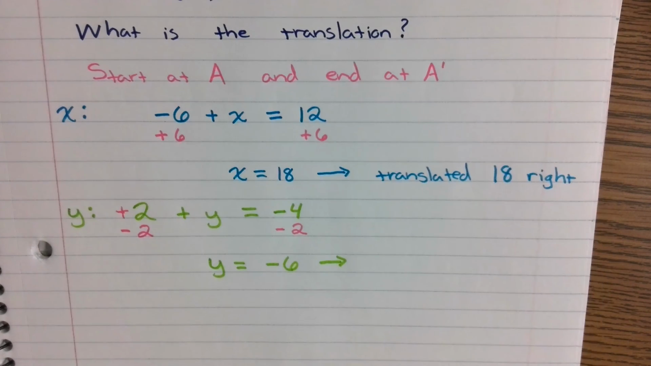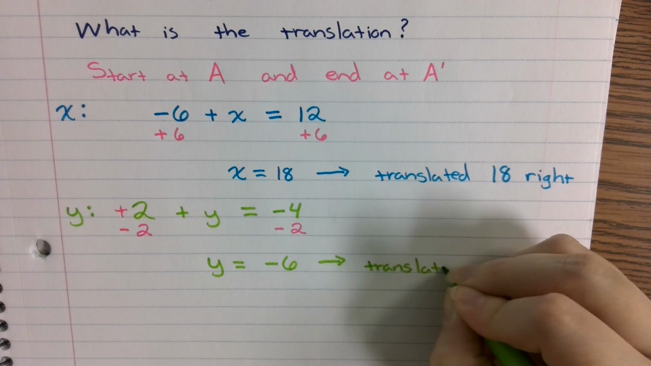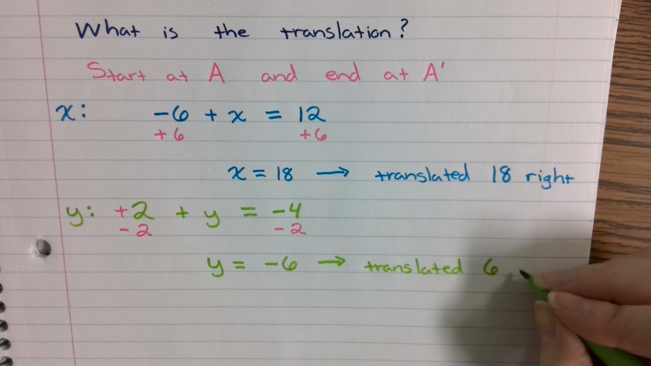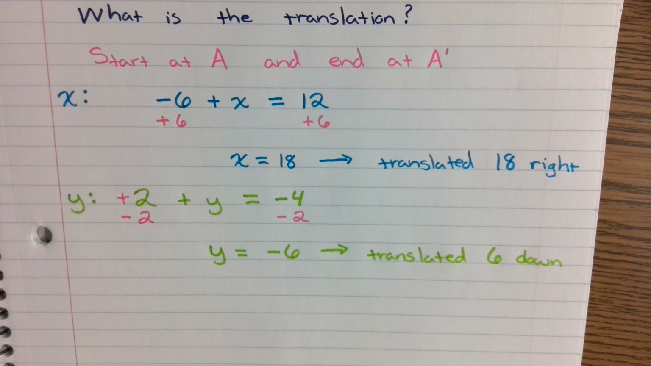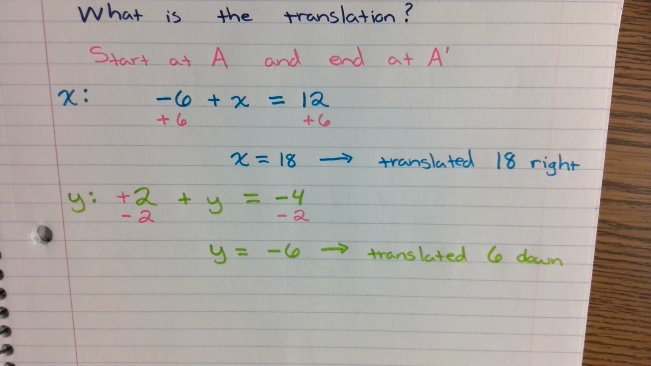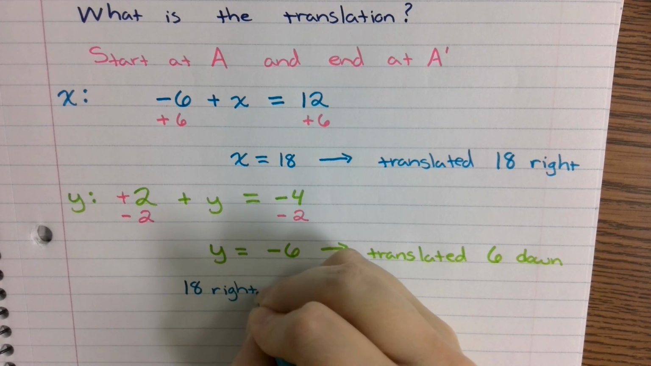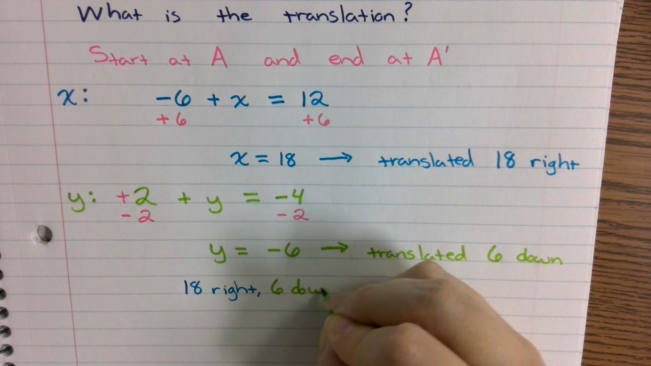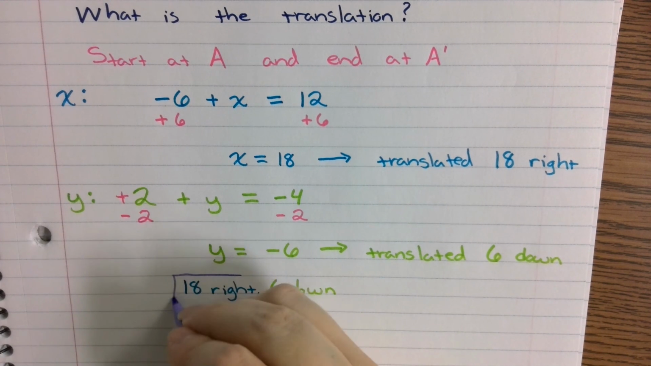So since it's a -6, that means that we're going to translate 6 units, and since it's negative, it's going to go down. We translated 6 units down. So then our final answer is 18 right and 6 down. 18 to the right and 6 units down.